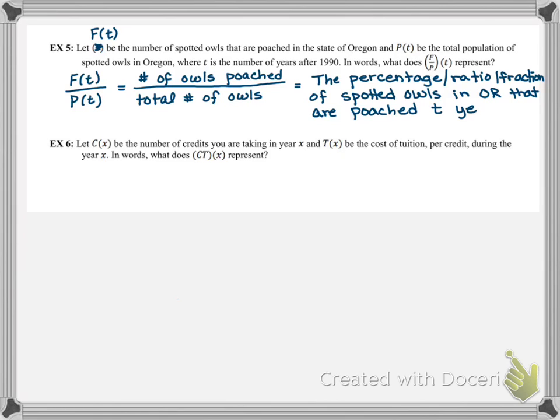T years after 1990. And that T years after 1990 is important because we want to indicate that we're using the same input for both functions when we divide them, right? It wouldn't make much sense if we compared the number of owls poached in 1995 to the total number of owls in 2006, right? Like that wouldn't really give us much useful information. So the input has to be the same for both in order for this to make sense.